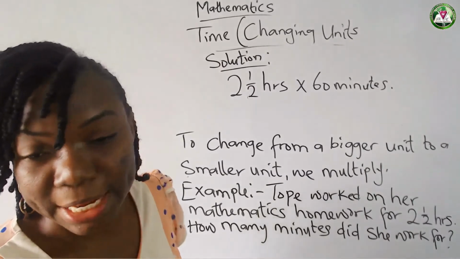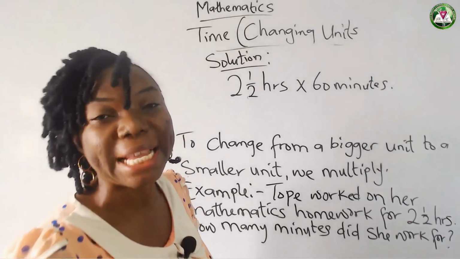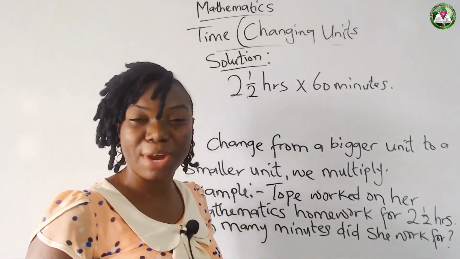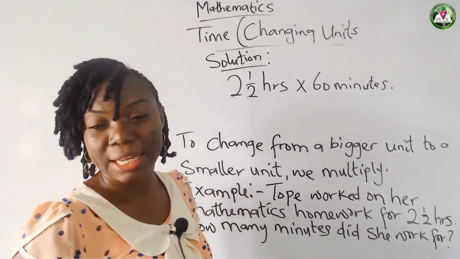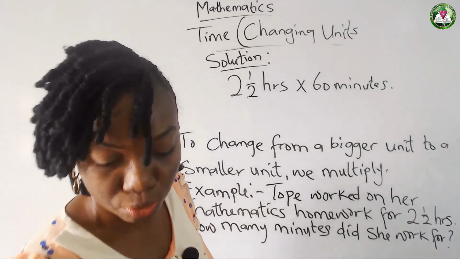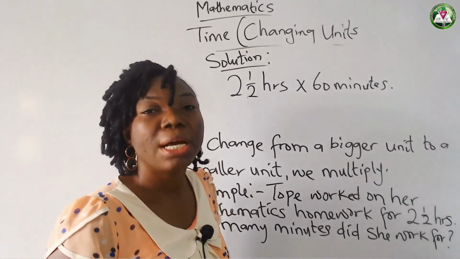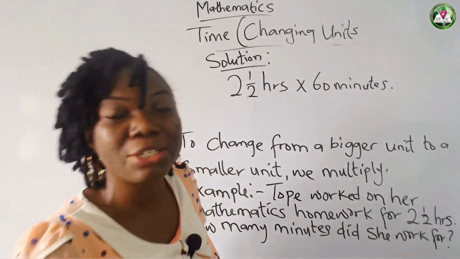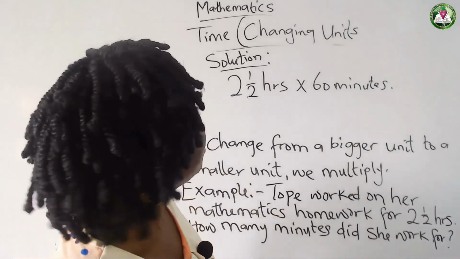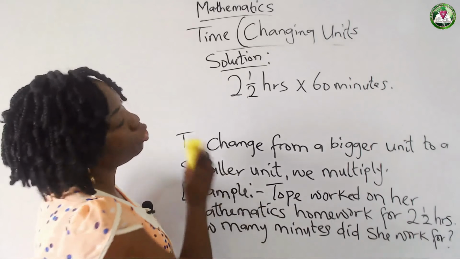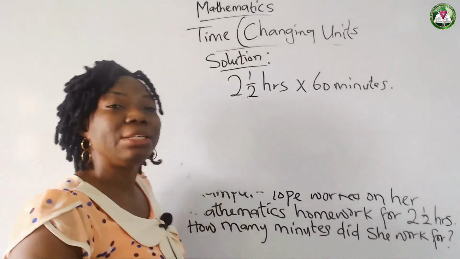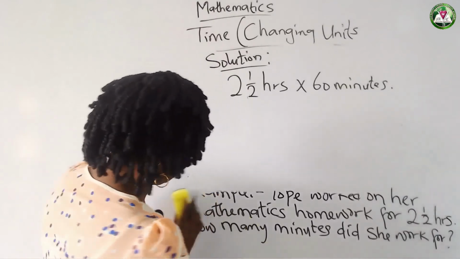We are multiplying 2.5 hours by 60. Now 2.5 hours, you know, is a mixed fraction. Whenever you see a mixed fraction, the first thing you do is to change it to an improper fraction. How do you do that? You multiply the denominator by the whole number and then add the numerator. And the denominator is 2, the whole number is also 2, and the numerator is 1.